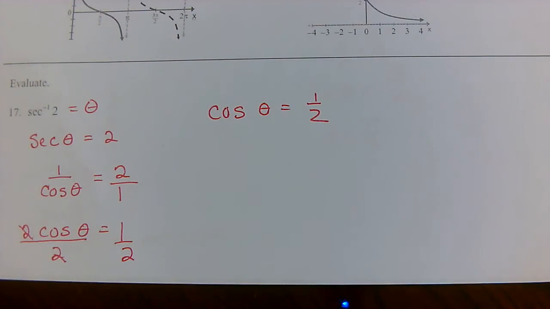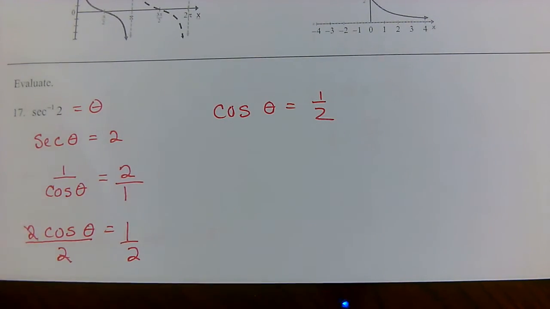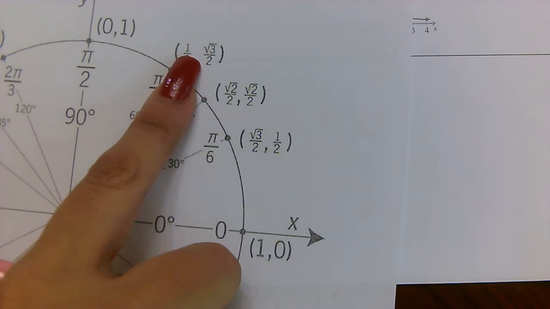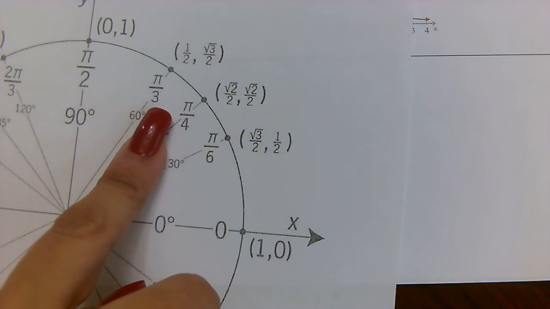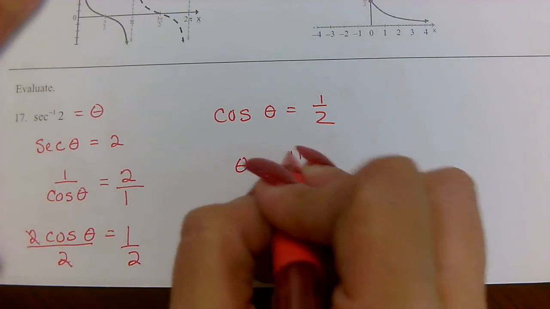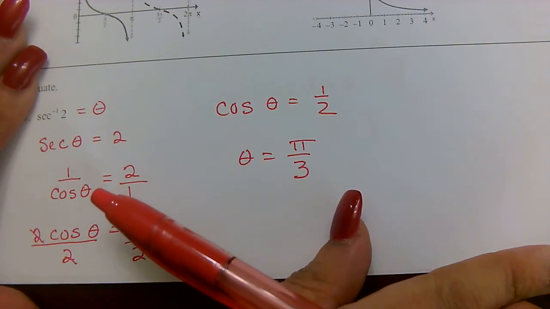Well, which quadrant do we need to be in? Well, hopefully you said quadrant 1 because the ratio is positive. So I'm looking for a cosine that is positive 1/2, which is right here. So theta has to be pi over 3. So theta is pi over 3. Okay, let's do another one.